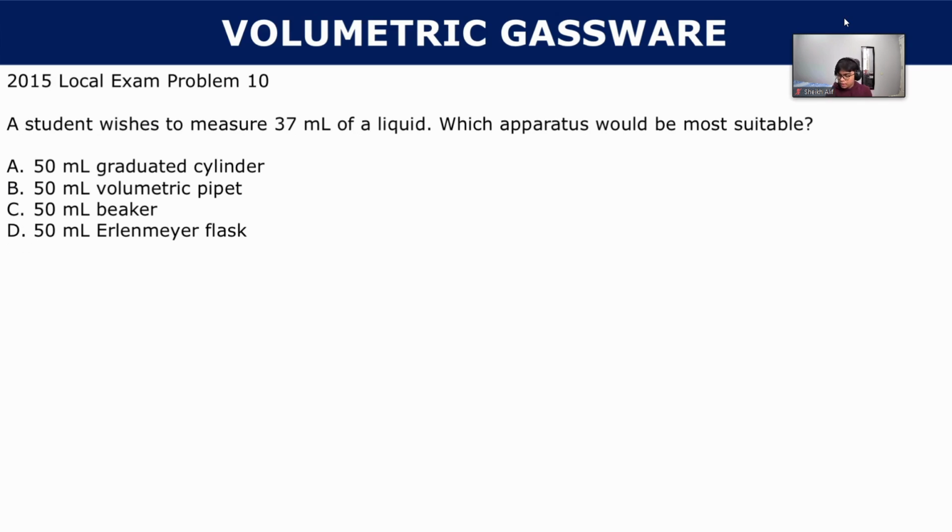All right, last one. A student wishes to measure 37 mL of a liquid. Which apparatus would be most suitable? Again, let's get rid of the beaker and the Erlenmeyer flask, and we're left with graduated cylinders or volumetric pipette.